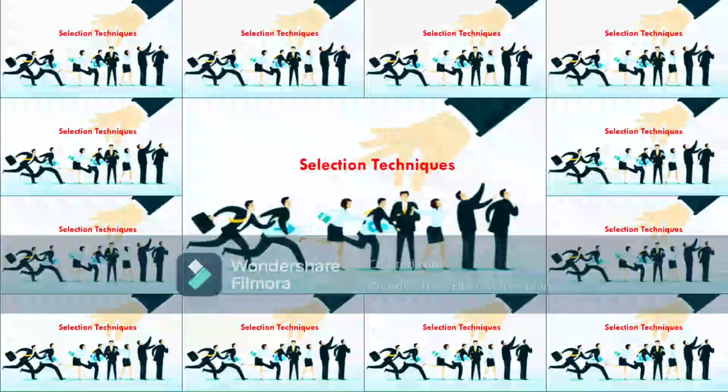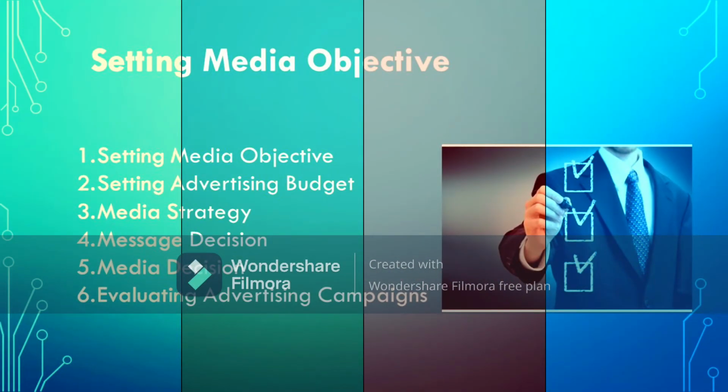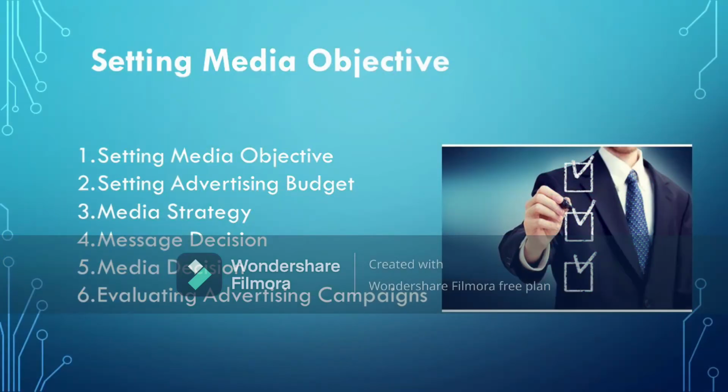Media and selection techniques. Setting media objective. It should be based on the decision and target audience in the media program, for example informative, persuasive, and reminder. Setting advertising budget. Advertisement budget is based on the objective and audience. Evaluating advertising campaigns. It tells whether media communicate the message well or not.